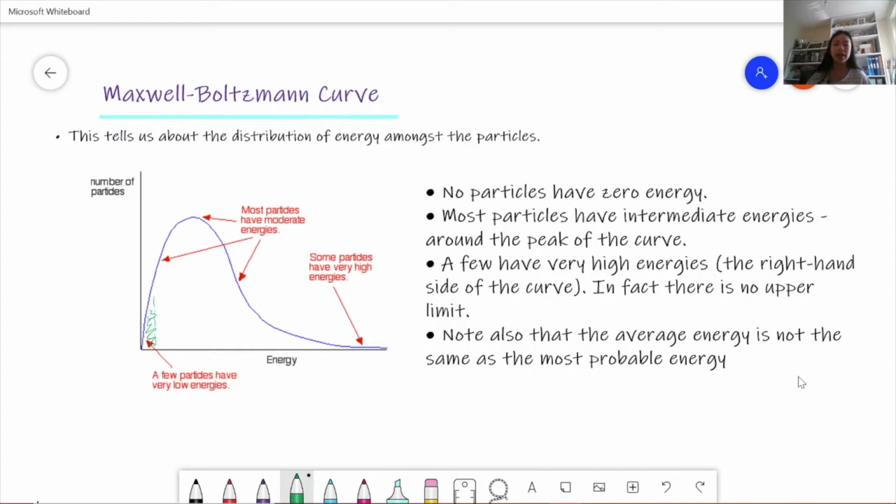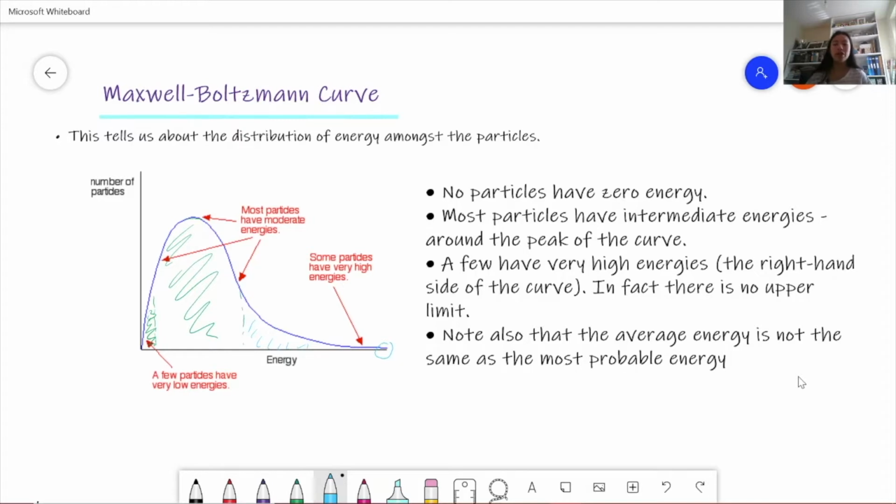Second thing to note is that most particles have intermediate energies, so around this peak here. So if I drew a line here, then the biggest area is here. So this is where most of the particles are. So most of the particles have these moderate energies. And a very few have very high energies. So again, like the low energies, we have a very few number in this region. And there's actually no upper limit, so this bit here never touches zero.